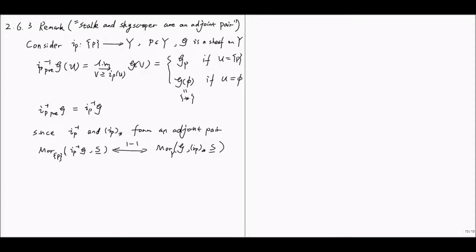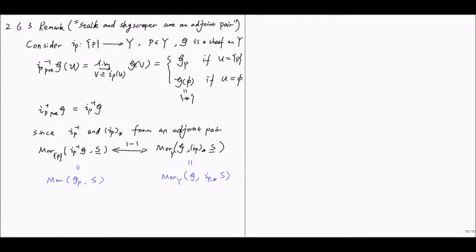The first set can be identified with the set of maps from the stalk of G at P to S. The second set can be identified with the set of the sheaf morphisms from G to the skyscraper sheaf at P with respect to S, where S is a set defining this constant sheaf.